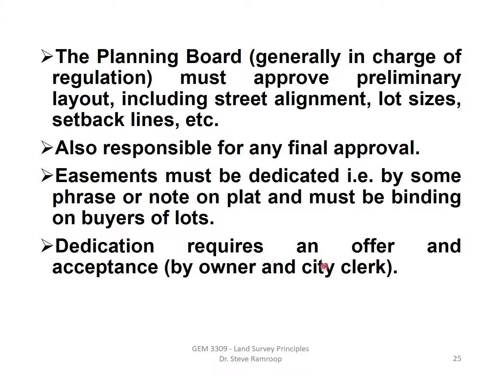Dedication requires an offer and acceptance. In a subdivision, the developer would have to develop the roads to the level of acceptance by the city regulations, and when they are done with the development of the road, then they have to give it to the city in order for the city to maintain it at no cost. That process is called dedication.